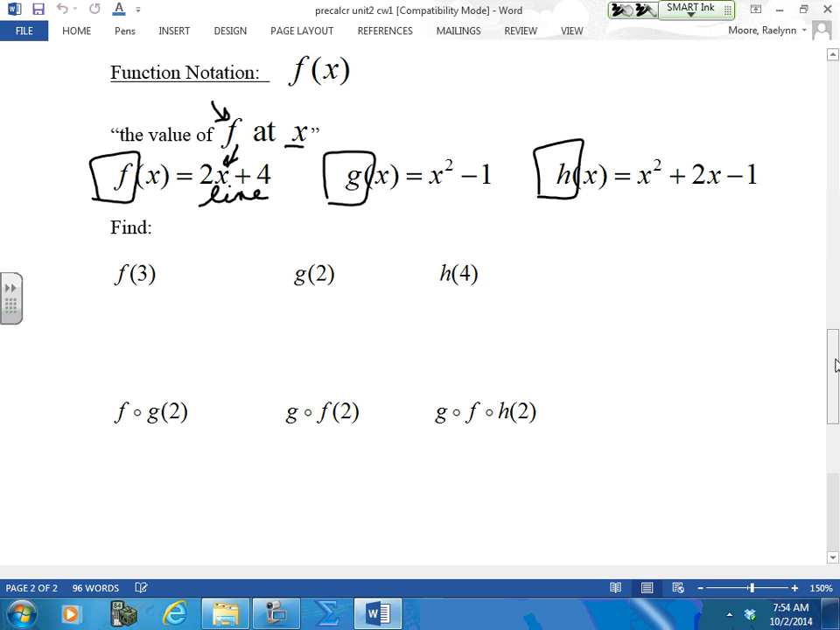And a line has all real numbers. Your line is going to look like this, crossing at the 4, somewhere like this. No limitations on your x value, and your range is going to be all real numbers as well.